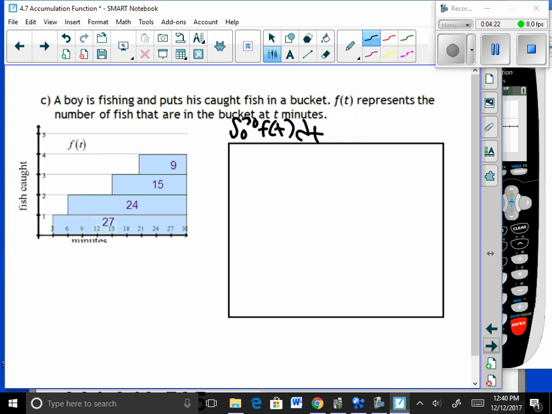So basically the integral from 0 to 30 of f of t dt tells me the total number of minutes that these fish are sitting in this bucket. So the first fish that was caught at 3 minutes sat in that bucket for 27 minutes. The second fish that was caught at 6 minutes sat in that bucket for 24 minutes. And so basically they're adding the time of all of the fish together.